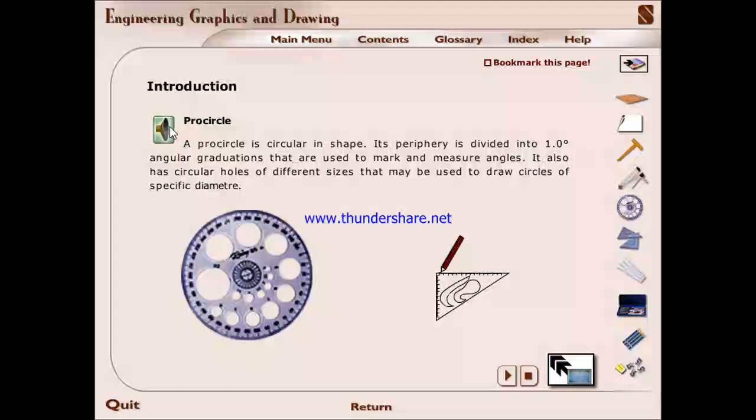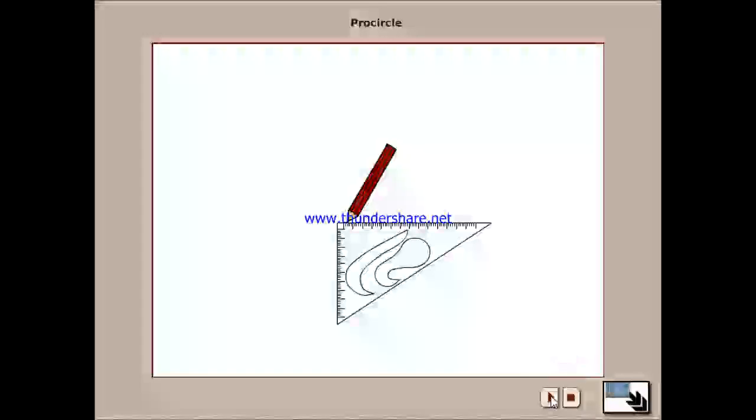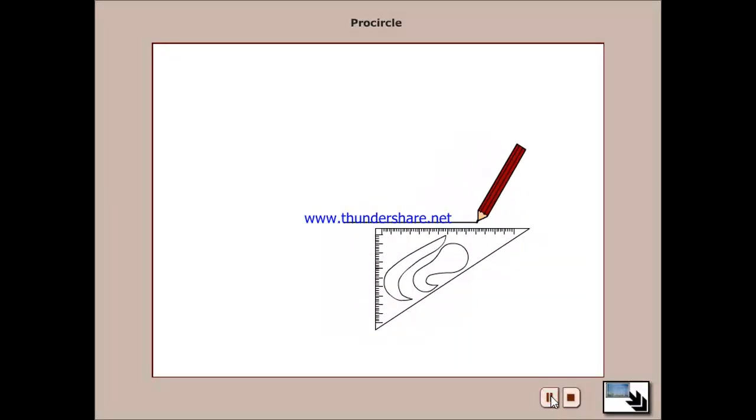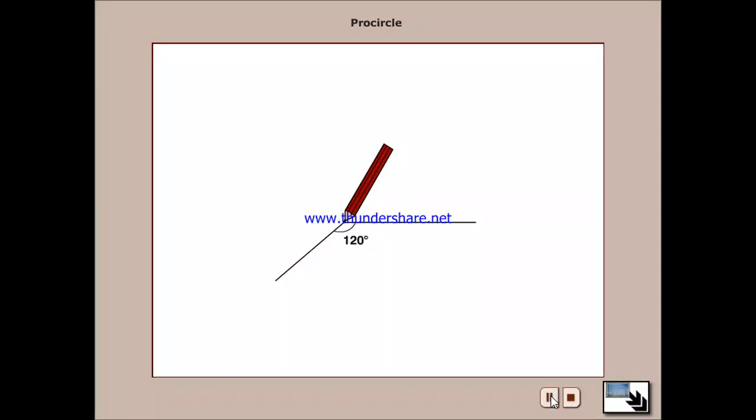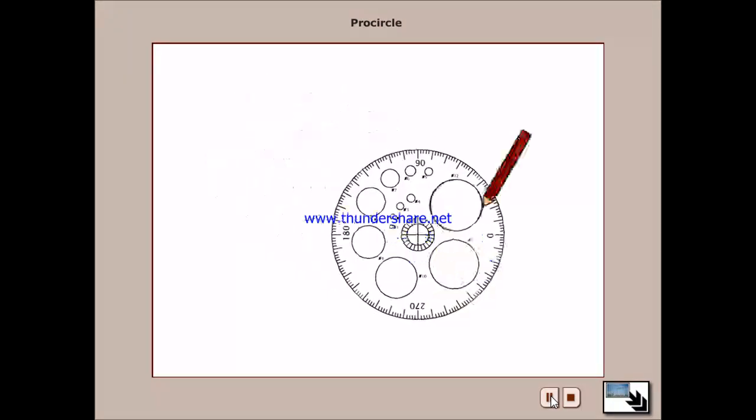Protractor circle. A pro circle is circular in shape. Its periphery is divided into 1.0 degree angular graduations that are used to mark and measure angles. It also has circular holes of different sizes that may be used to draw circles of specific diameter. Let us observe how the pro circle can be used.